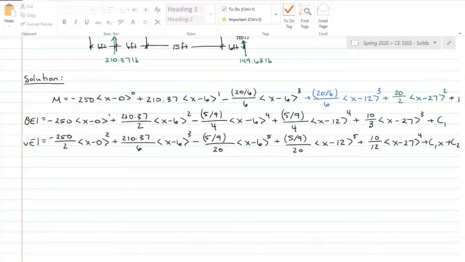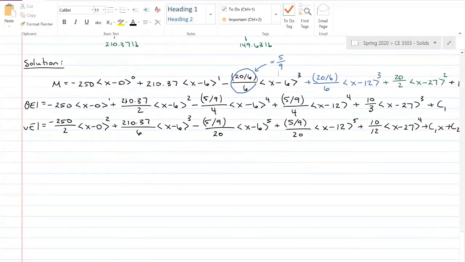Okay. I'm going to circle this whole thing and make note to myself. That is equal to 5/9. There, I feel better now. Now that I have that, we move to boundary conditions.